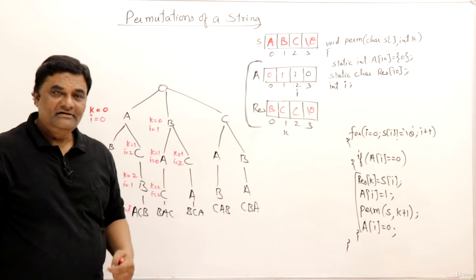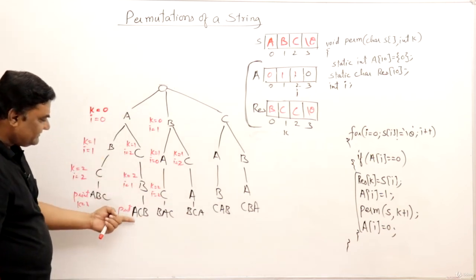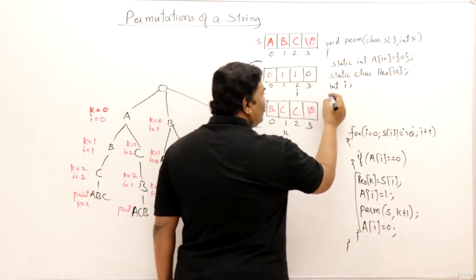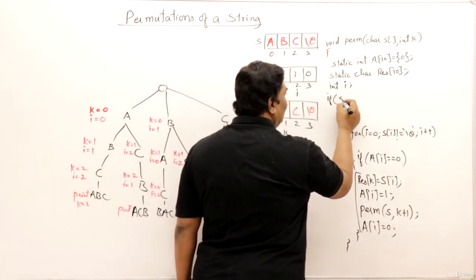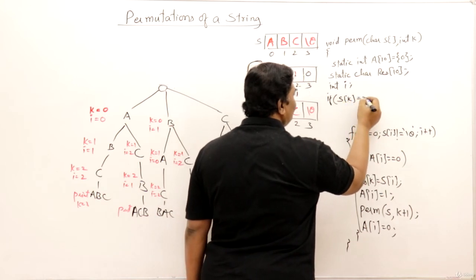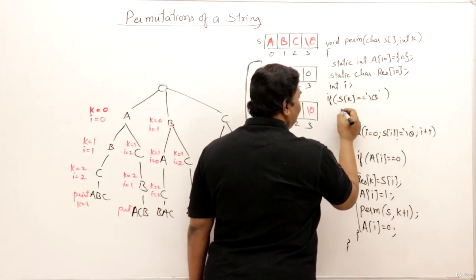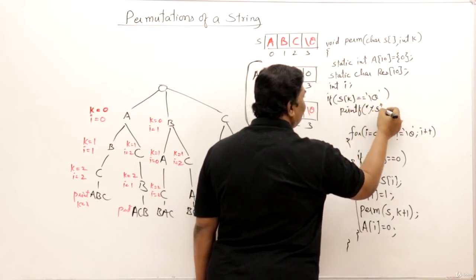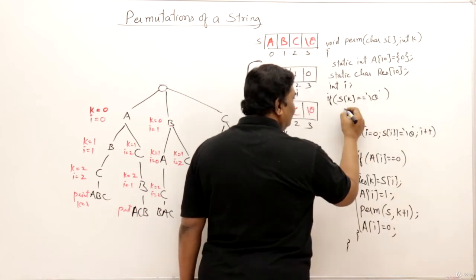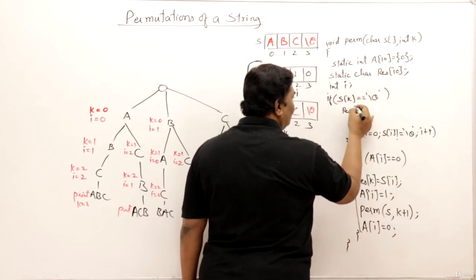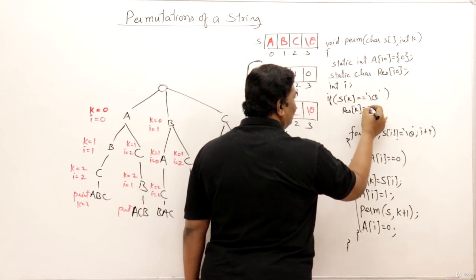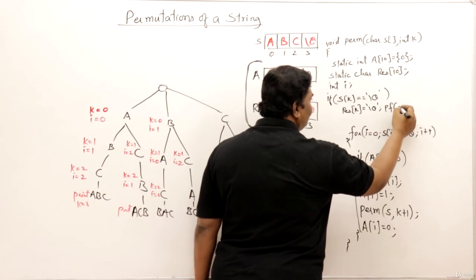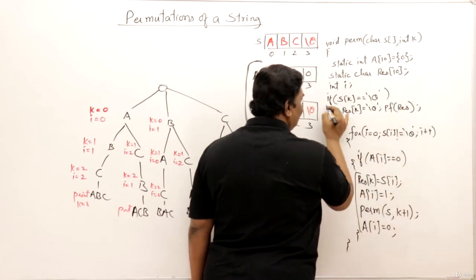Then one last thing. When we have reached K at the last, that is, it is null at this place, what to do? Print. So I will write here: if S of K is equal to the null character, then in result of K mark \0 and print the result with printf percent S.